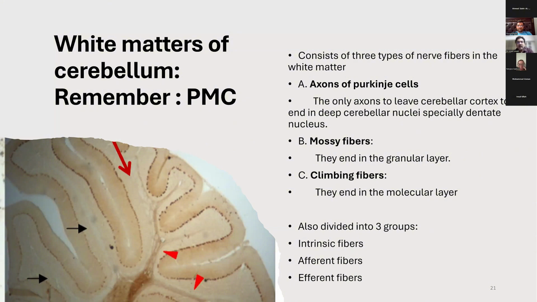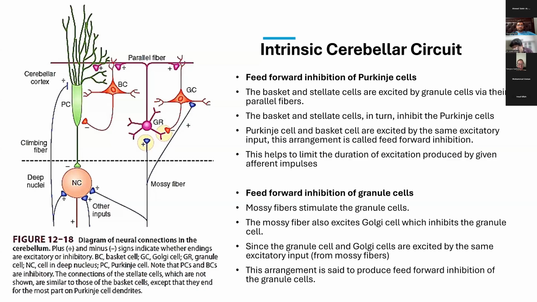What are mossy fibers doing? They end in the granular layer, and climbing fibers end in the molecular layer. So again, they are divided into three groups: intrinsic fibers, afferent fibers, and efferent fibers. So this slide is very, very important, and this will actually tell us how the cerebellum is working.